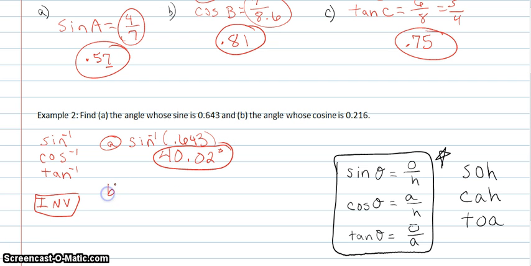Okay, and then on B, the angle whose cosine is 0.216, I'll have cosine to the -1, and then in parentheses 0.216. So I'll hit second, cosine, 0.216, and enter, and that is approximately 77.53 degrees. And another thing that you'll want to check on your calculator is that the mode is actually in degree mode and not radians, because that will make a big difference in your answer.